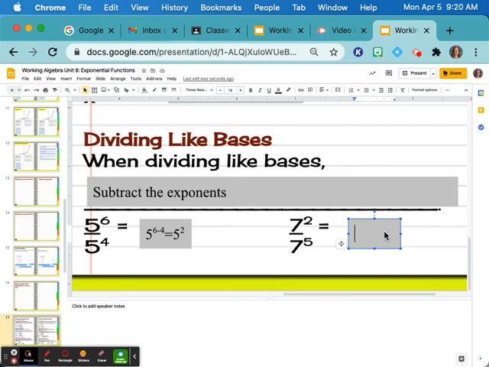And the next one is 7 squared over 7 to the 5th. So we'll do the same thing. 2 minus 5. 7 to the 2 minus 5. What does that equal? What is 2 minus 5? Negative 3, right. But we can't leave it with a negative 3 power. So we are going to rewrite it as what? The reciprocal with a positive. So this would be 1 over 7 raised to the positive 3.